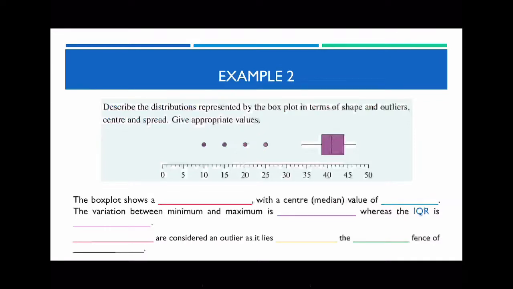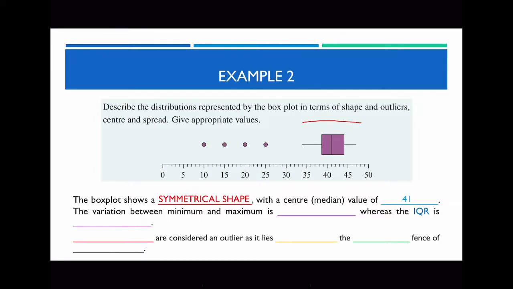So in this example, when you're commenting on the shape, we don't really look at the outliers, because remember, outliers don't necessarily belong to the actual data. They shouldn't appear at all. So in this case, we're only going to be focusing on this part. Now, this is pretty much roughly symmetrical. So I want to say this has a symmetrical shape with a center or median value of 41.